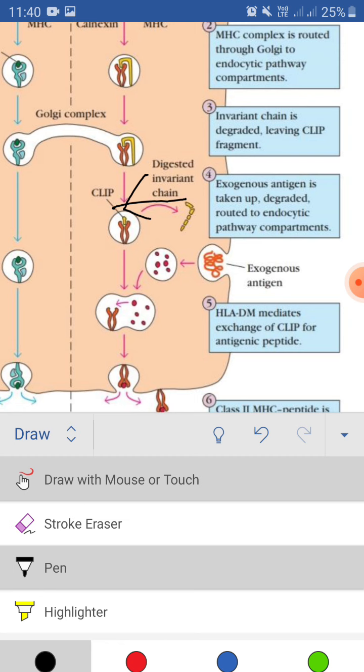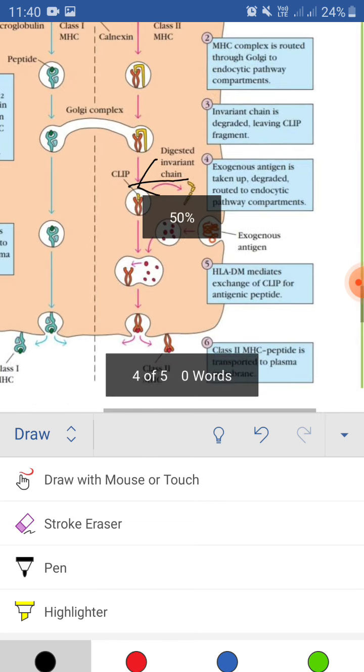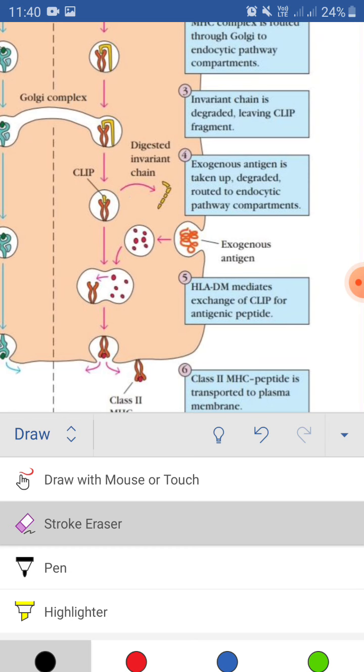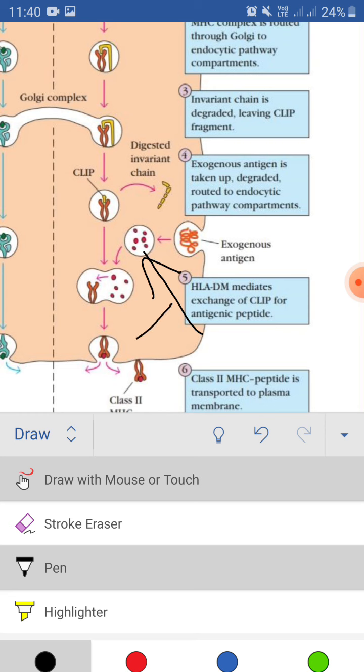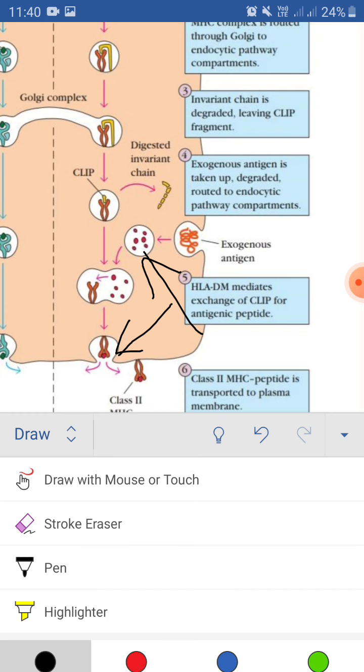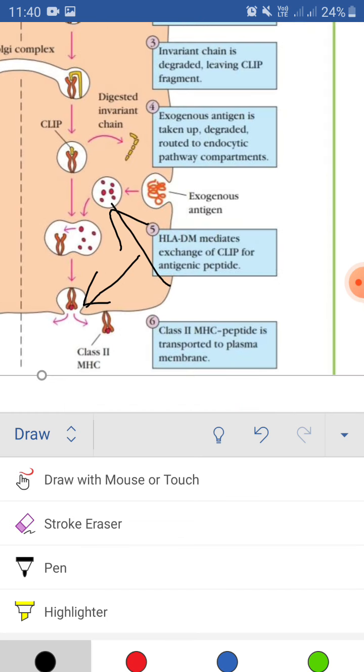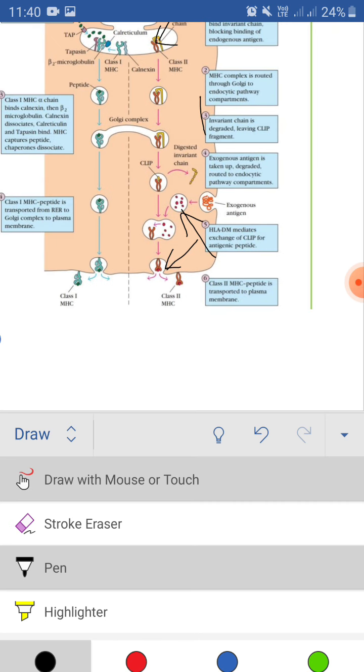And now there is another protein, a non-classical MHC protein, called HLA-DM. That HLA-DM replaces the CLIP, takes the CLIP and provides the antigen to the MHC molecule. And this HLA-DM also functions with another molecule known as HLA-DO. In this way, the MHC class 1 and class 2 molecules represent their antigen, and the MHC class 2 molecule always presents its peptide to the T helper cell.